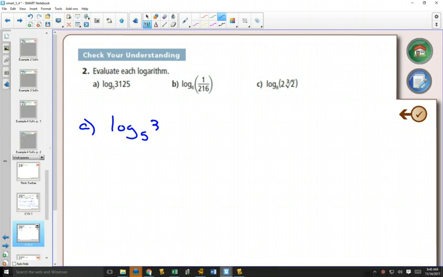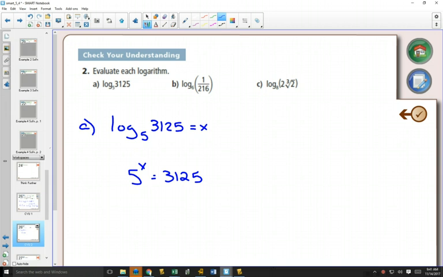We want to evaluate log 5 of 3,125. So we can say, I don't know what that's equal to, so I'm going to make it equal to x. And now that I have a logarithmic form of this, I can say this is the same as my base being 5, raised to the exponent x, equals 3125.